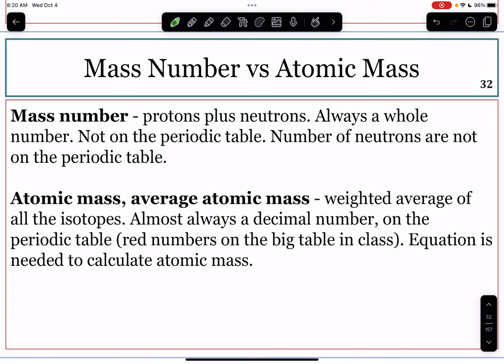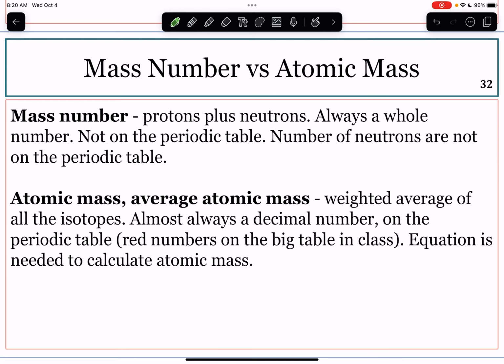Let's do a quick review. Mass number means protons plus neutrons. It must always be a whole number. Mass number is not written on the periodic table because the number of neutrons are not written on the periodic table. Each atom has multiple different versions, so the periodic table would have to show 2 to 10 different atoms for every single element, and that would be way more complicated than it already is.